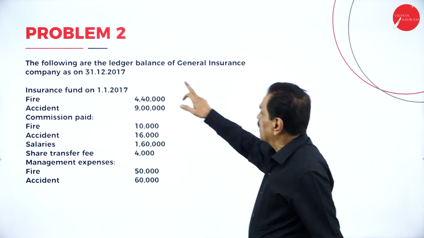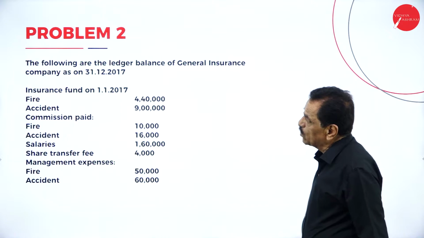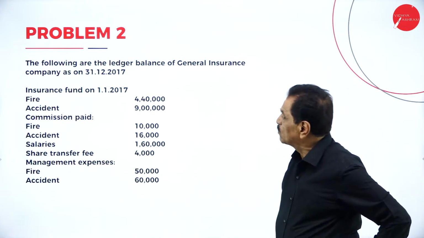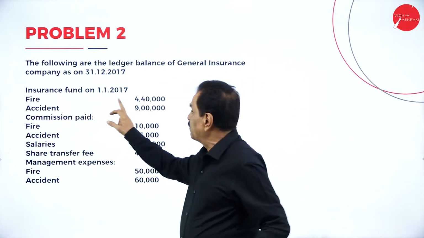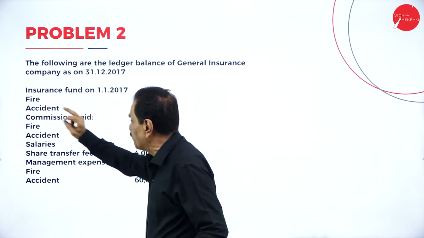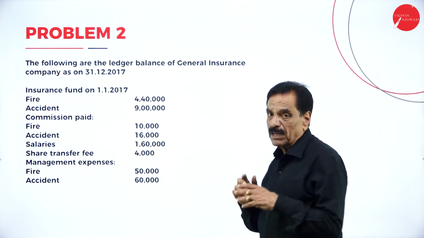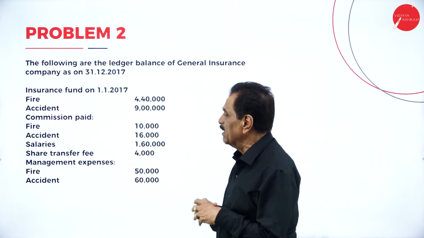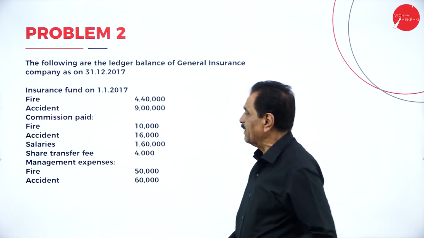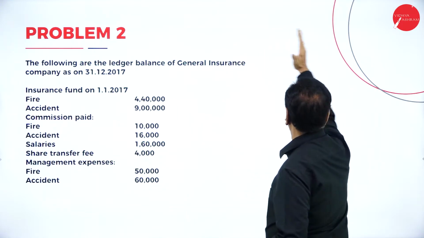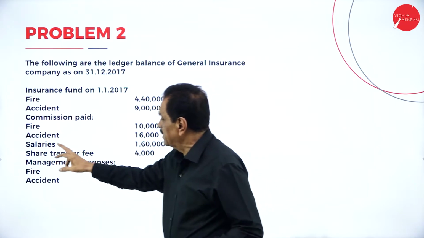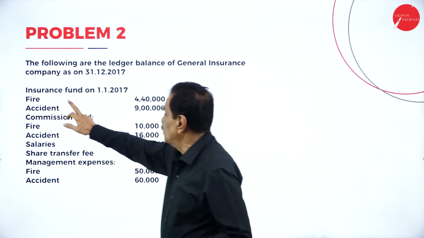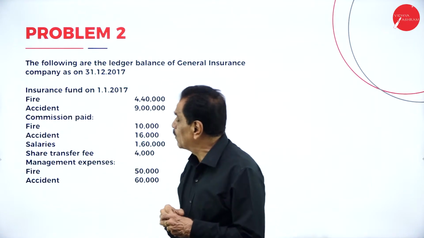The following are the ledger balances of a General Insurance Company as on 31st December 2017. Insurance fund on 1/1/17, at the beginning of the year, fire and accident, should be added. This is commission paid in case of fire and in case of accident. For particular fire and accident you have to write. Then it's an expenditure, so it will come in schedule number 3. Insurance fund will come under the premium, schedule number 1.